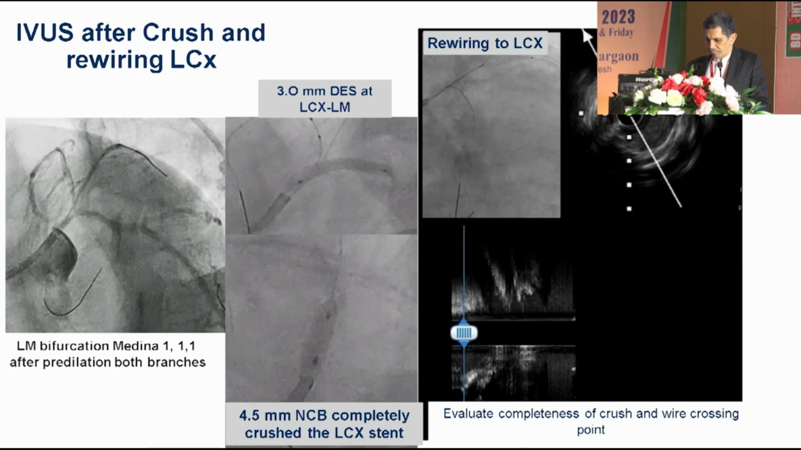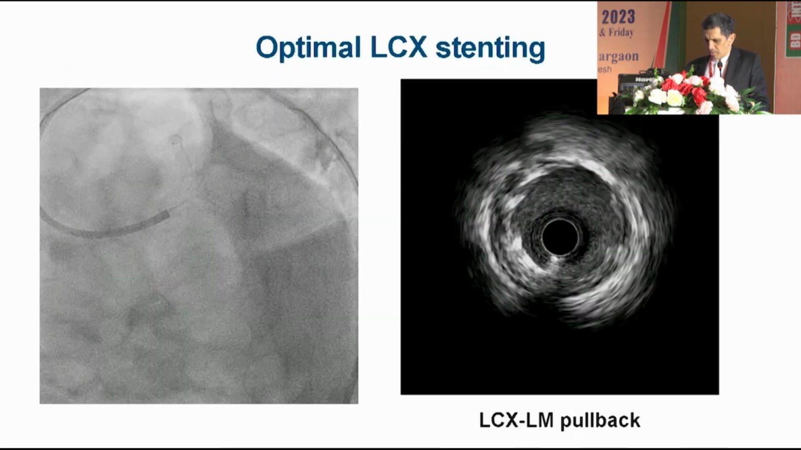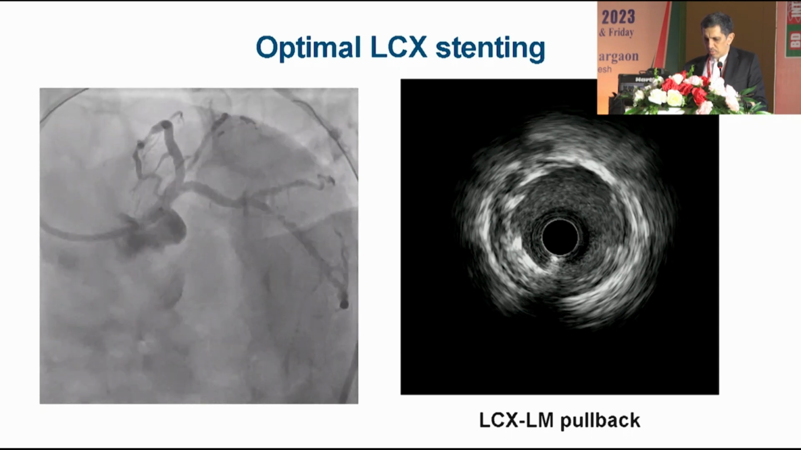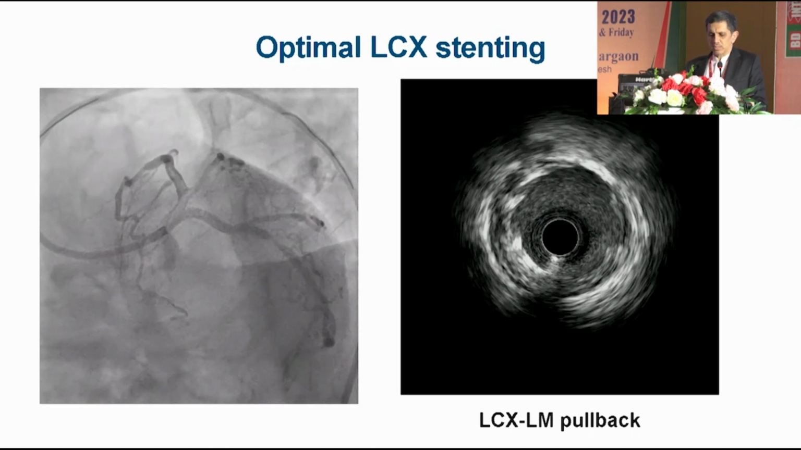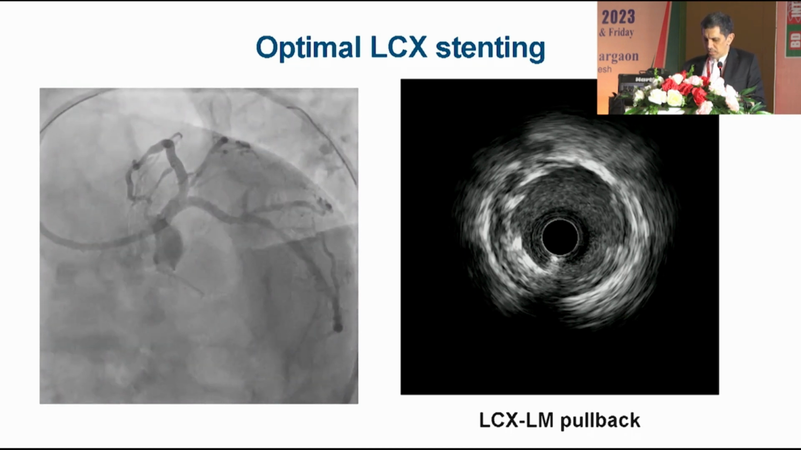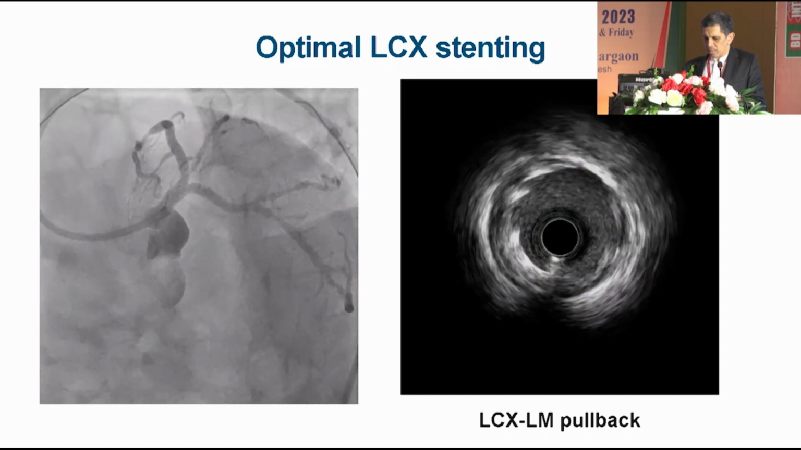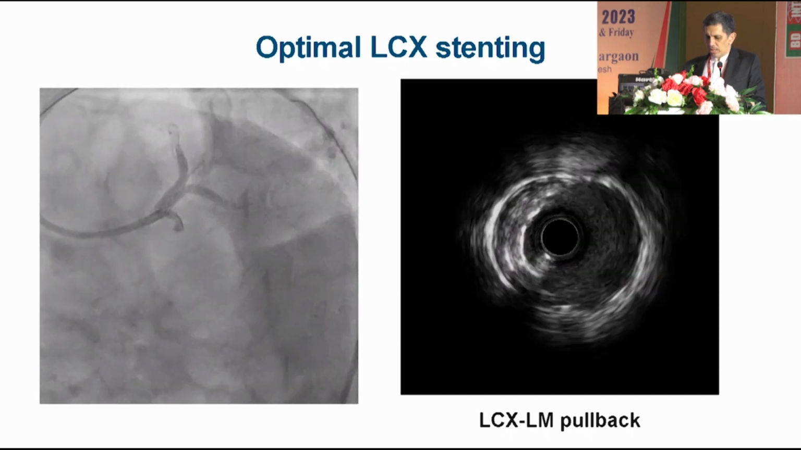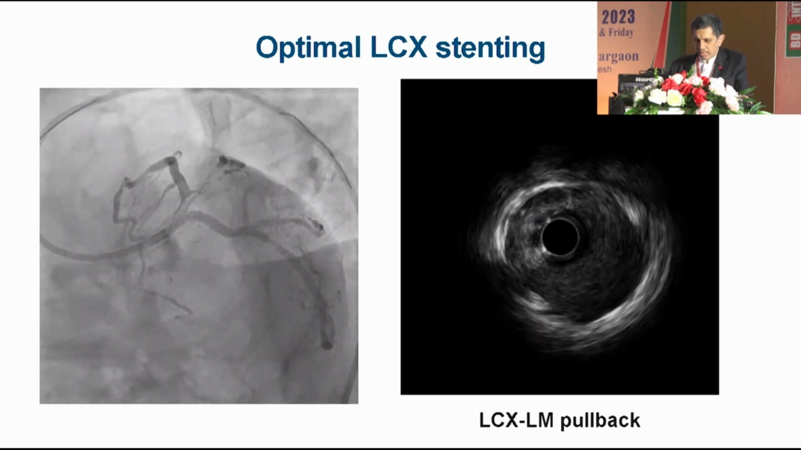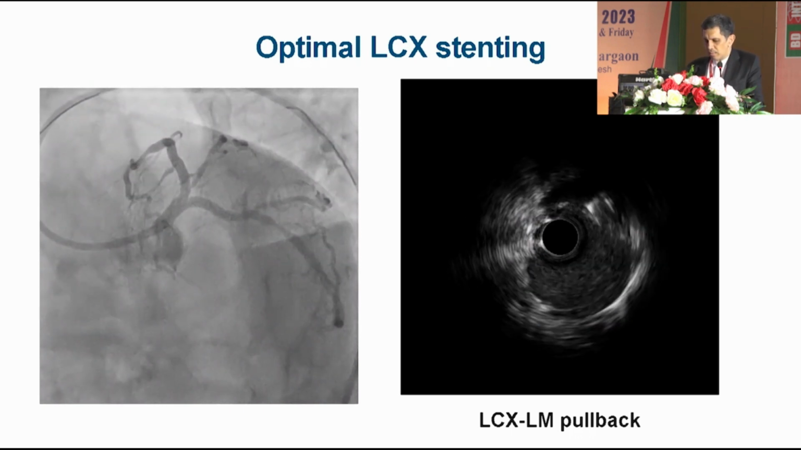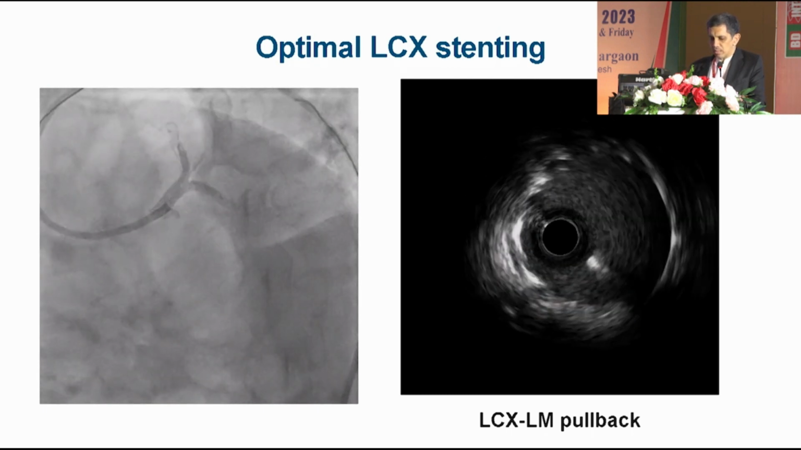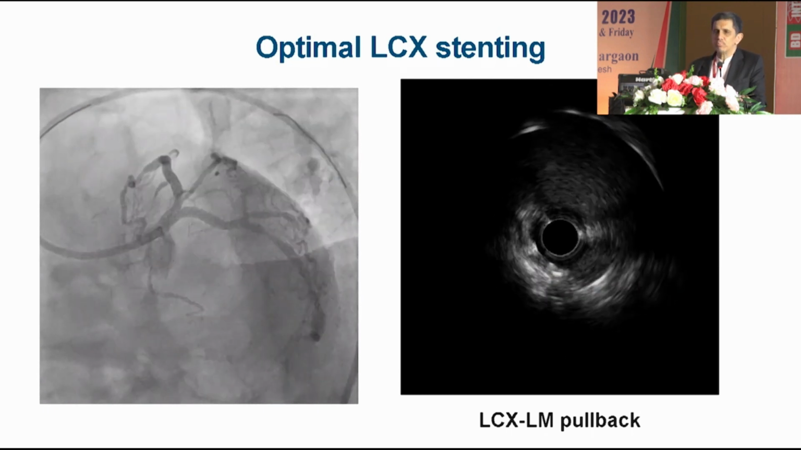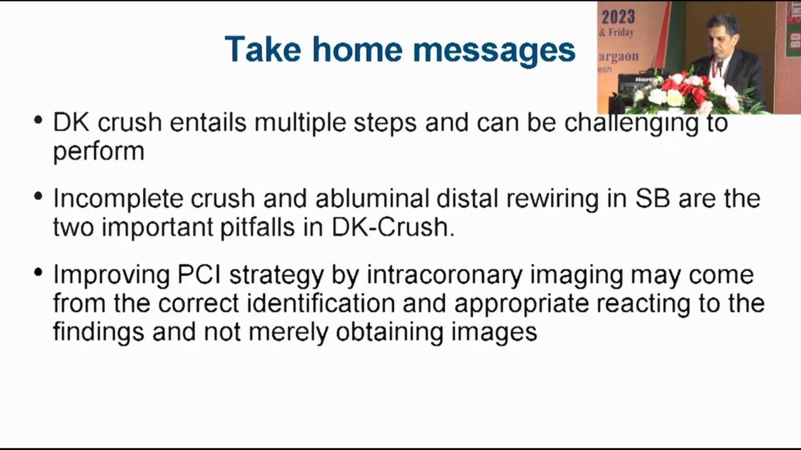So based on this, we did optimal circumflex stenting. This is the final result. And look at the circumflex, left main pullback. The ostial part of the circumflex is covered by a stent.